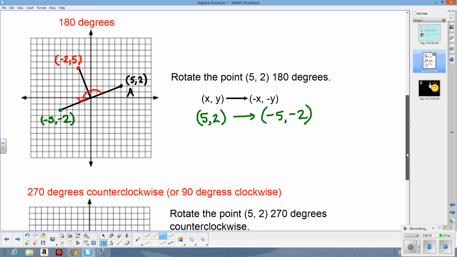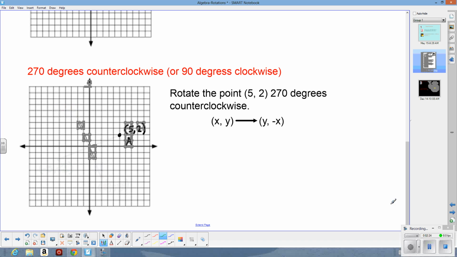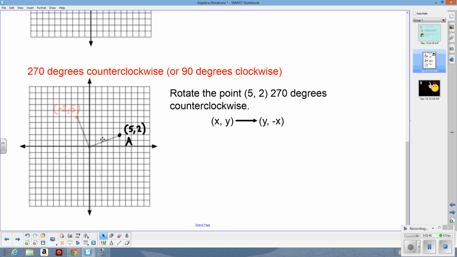Now the last thing that we're going to do is rotate 270 degrees counterclockwise. 270 degrees counterclockwise is 90, 90, and another 90. Or you could say 90 degrees clockwise. I just noticed a little typo here. Better fix that. So if I go 90 degrees to the left, and then another 90, and then one more 90-degree rotation, that's 270 degrees counterclockwise.